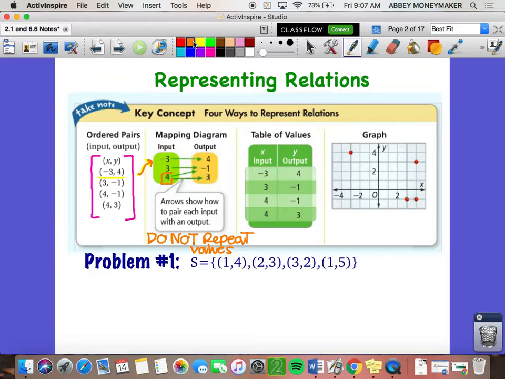So with problem number 1 here, we have a relation that is in ordered pairs. And we're going to talk about what this looks like in a table and mapping, and if we need to, we can graph as well. So if I'm going to create a mapping diagram, I'm going to have my inputs and my output. So for my input, I'm going to look at all the x's.